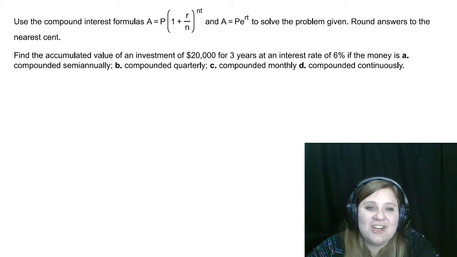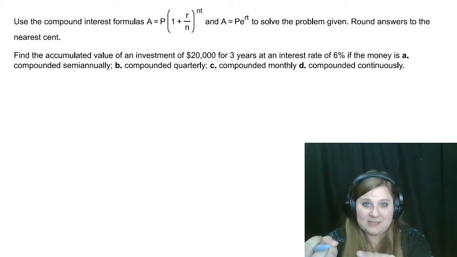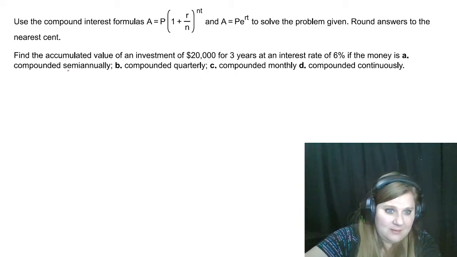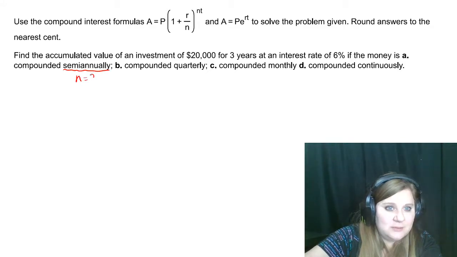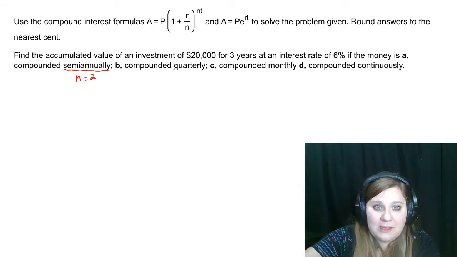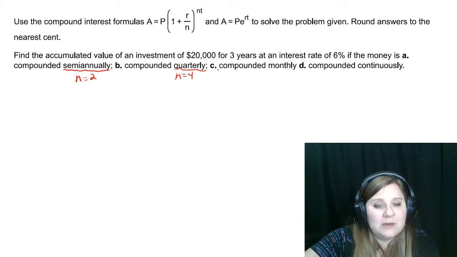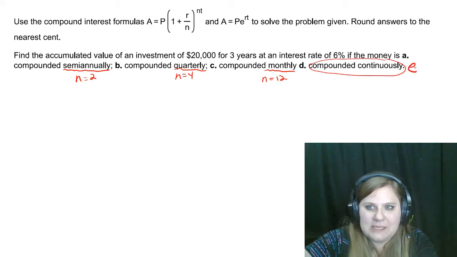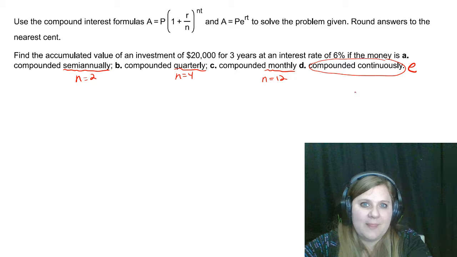All right, try finding this, in this situation, compounded semi-annually, which is n equals 2, compounded quarterly, n equals 4, compounded monthly, which is n equals 12, and then compounded continuously uses the e equation. Then press play.